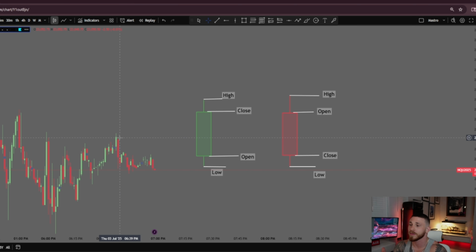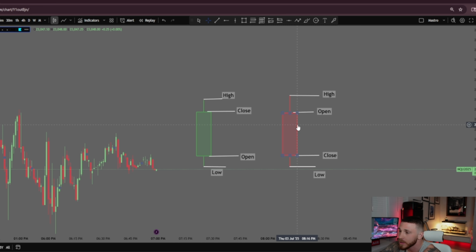I would hope so. Remember, bearish candle. This is your open, the top of the body. The bottom of the body is your close. The bottom wick's your low, the top wick's the high. Bullish candle. The top of the body is your close. Bottom of the body is your open. The bottom wick is your low, and then the top wick is your high. Got it? Hopefully we understood that a little bit.